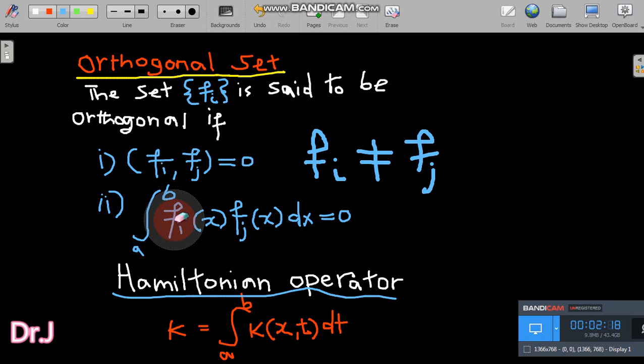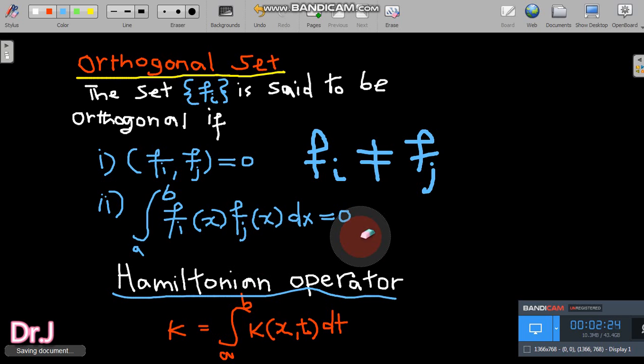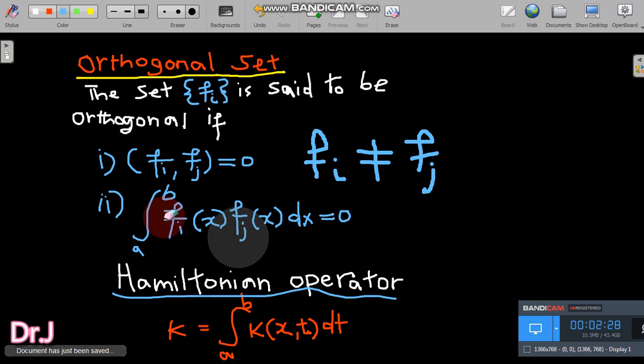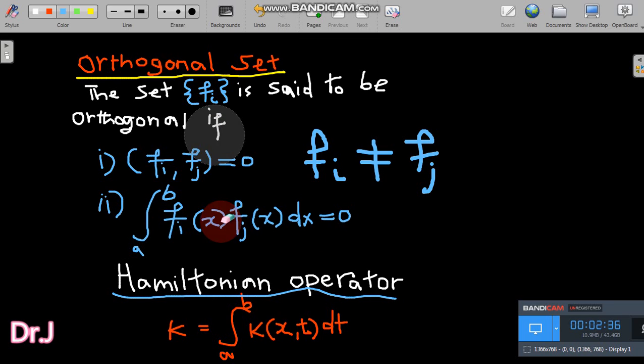The second condition: the integration of Fi(x) Fj(x) dx must be equal to 0. This is the definition of the inner product. So you must note that when this particular sequence of functions satisfies these two conditions, then we say that this sequence of functions is called an orthogonal set. That's one definition.